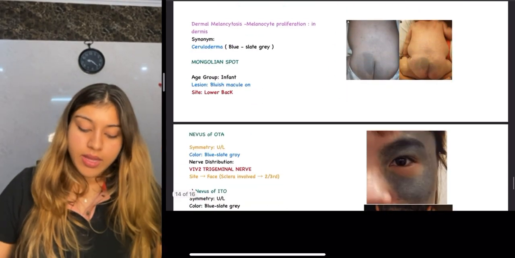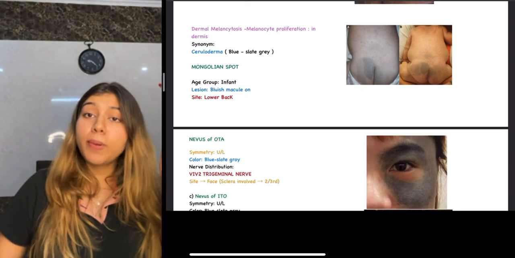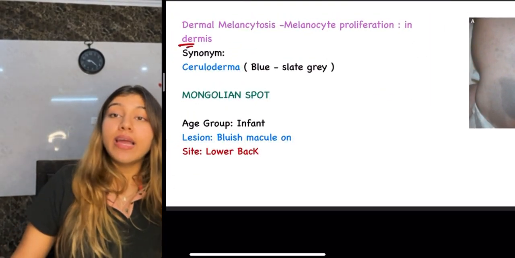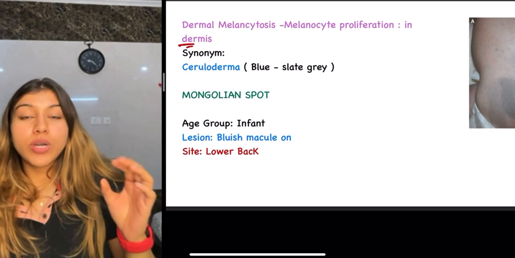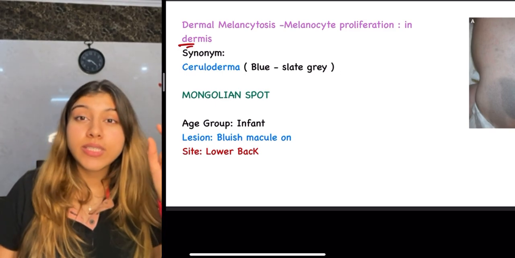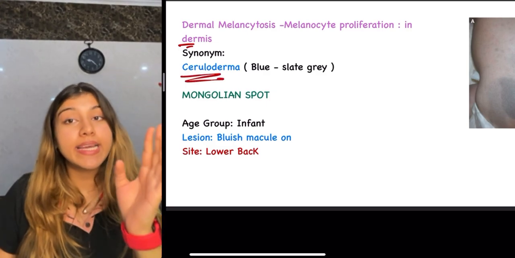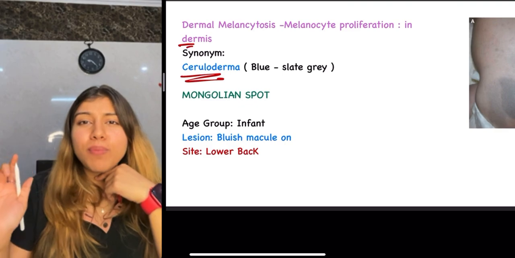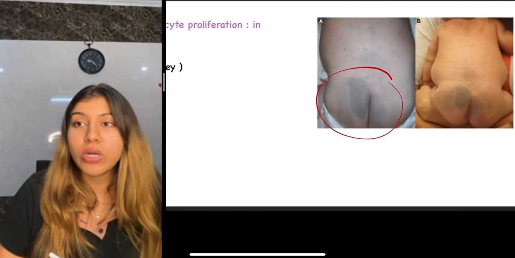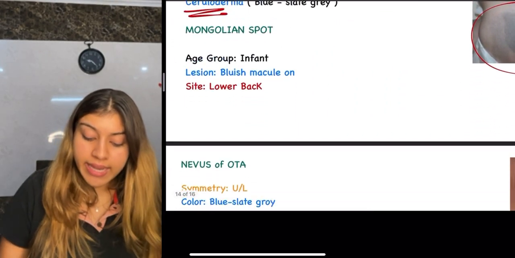Now let us talk about dermal melanocytes. We are going to talk about melanocytic proliferation in the dermis. We will also call that ceruloderma. We also mentioned ceruloderma in our previous part. What was the meaning of cerulo, guys? It means blue, blue to slate green color. Our very common thing that we will keep on seeing, the image is always there, is our Mongolian spots, which you see in newborns. Mongolian spots, guys, you will see in infants.